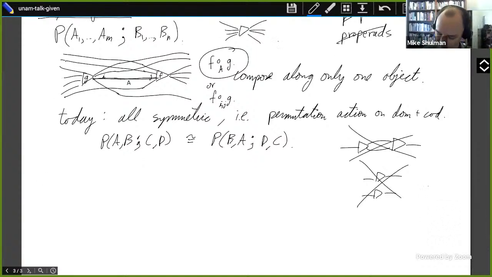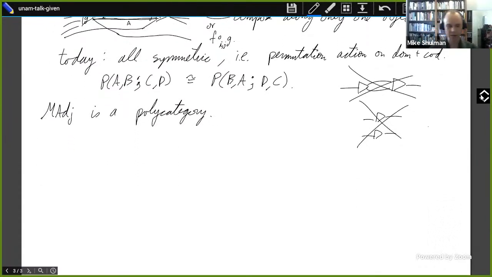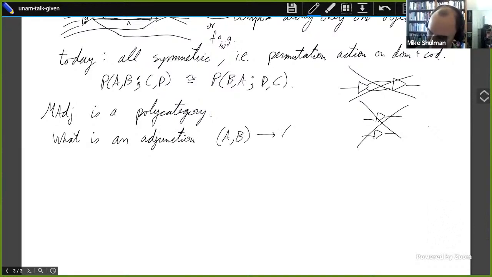So I claim that multivariable adjunctions are a polycategory. And rather than give a general definition, let's just think about a simple case. So what is an adjunction, say, that has two categories in its domain and also two categories in its codomain?